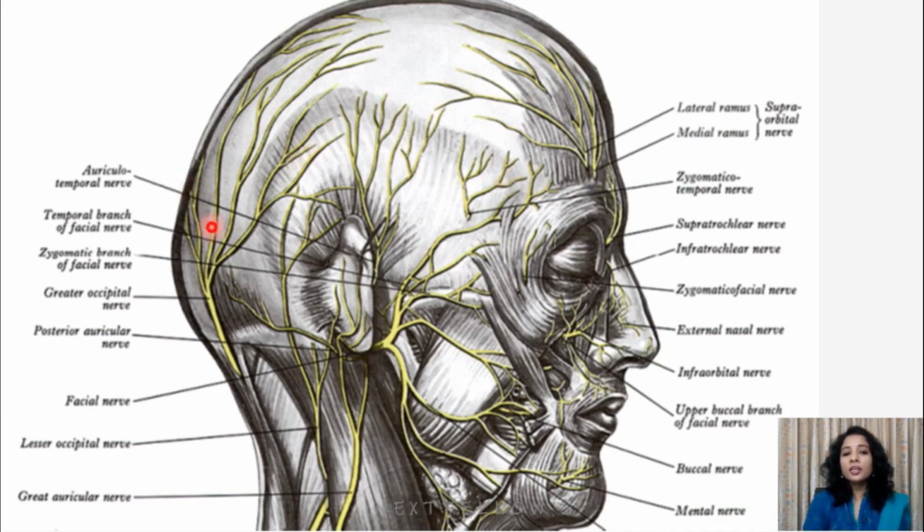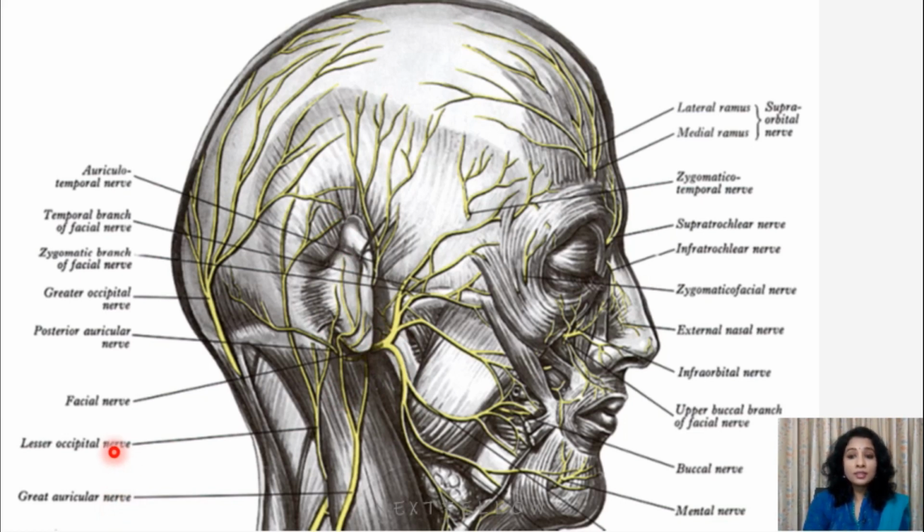Posterior to the ear, the scalp is supplied by the greater auricular nerve. We can see the greater auricular over here. The greater auricular nerve supplies the area posterior to the ear and in front of the ear, the skin over the angle of the mandible as well. So greater auricular has the root value C2, C3.